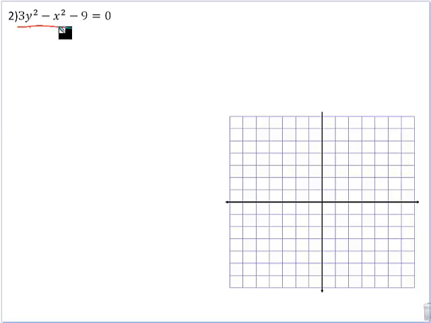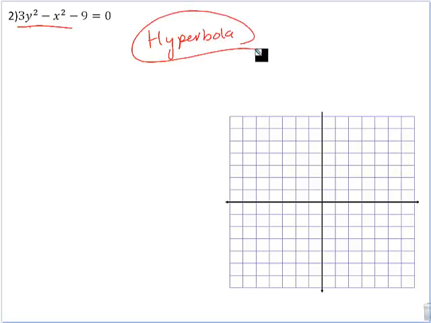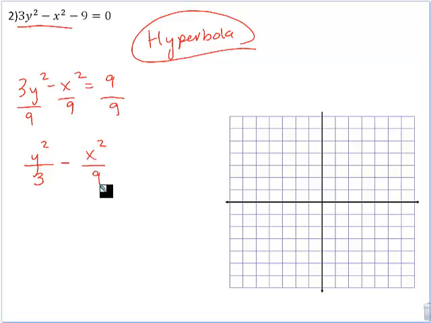Okay, so add the 9. Better write down the fact that we have a hyperbola first, though. So 3y squared minus x squared is equal to 9. Divide by 9. Why don't I have to complete the square for this one? Because it's already in its standard form. Yeah, there aren't x's or y's anywhere, so this would be it. So divide it by 9. So this then gives us y squared over 3 minus x squared over 9 is equal to 1.